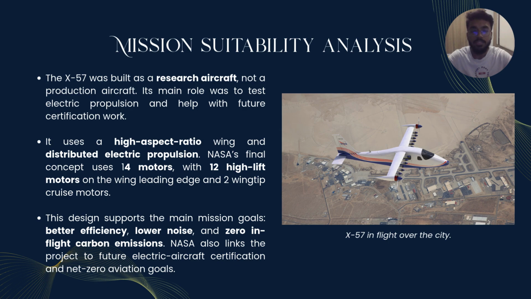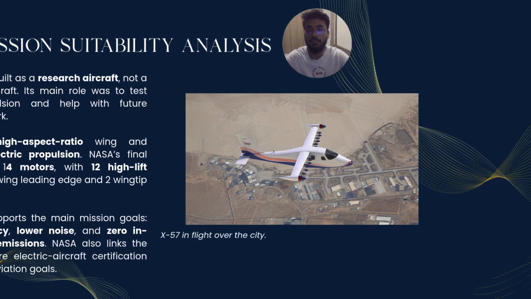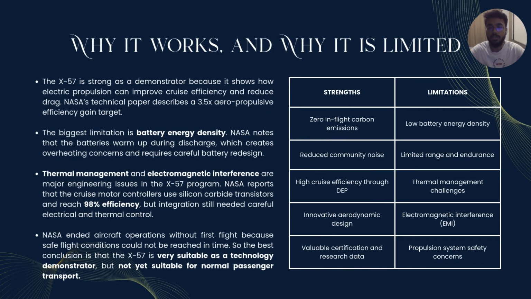Its main strengths are low noise, zero in-flight carbon emissions because it's electric, and improved efficiency. The high aspect ratio wing and distributed electric propulsion help reduce drag and improve lift, especially during takeoff and landing. NASA also used the project to generate important knowledge for future electric aircraft development. If we look at why it works and why there are limitations, the X-57 has major limitations.